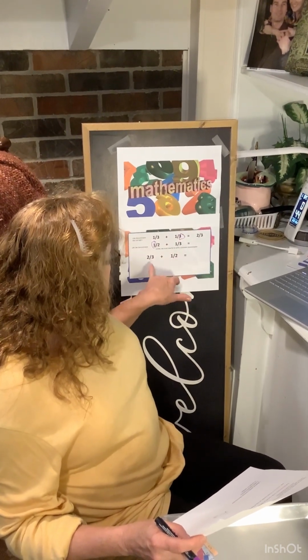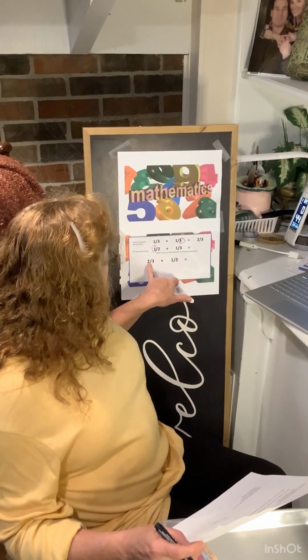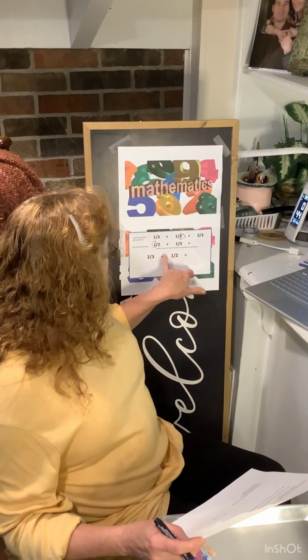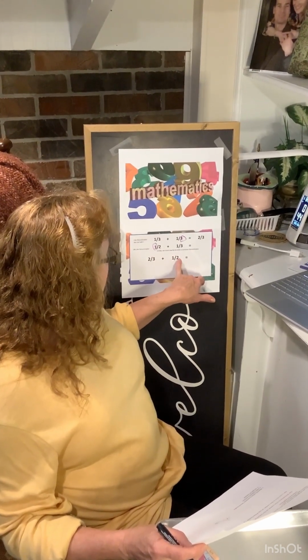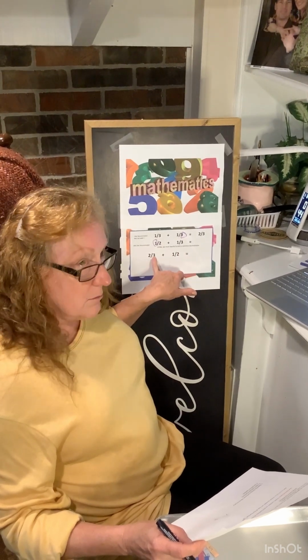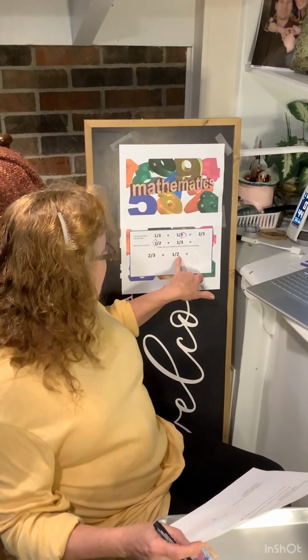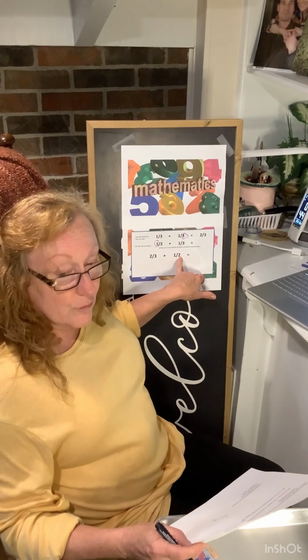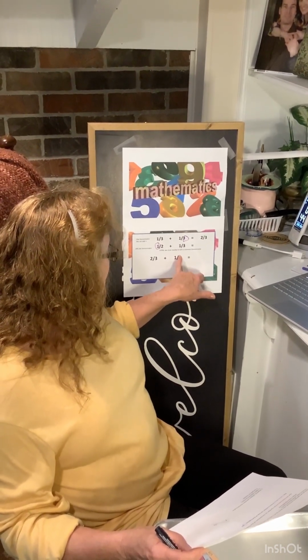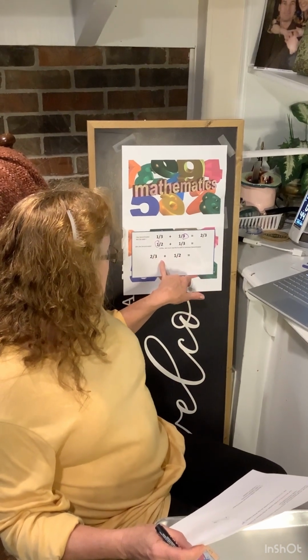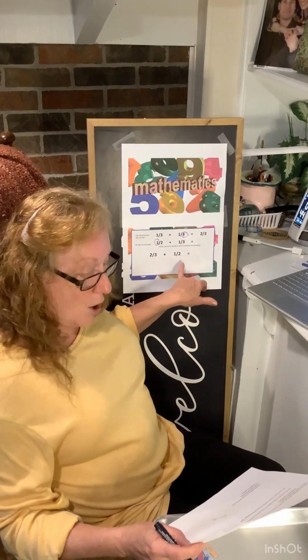And we're going to look at this equation right here, these fractions. 2/3 plus 1/2. 3 and 2. Are they alike? No, that's right, class. They're not. So what we're going to have to do is rewrite these guys some way so they have a common denominator.